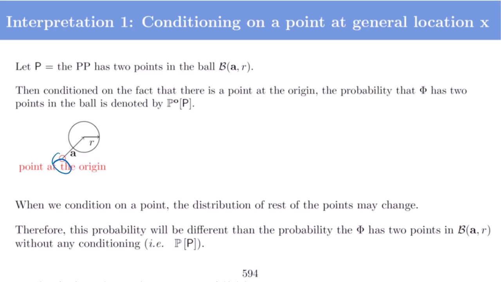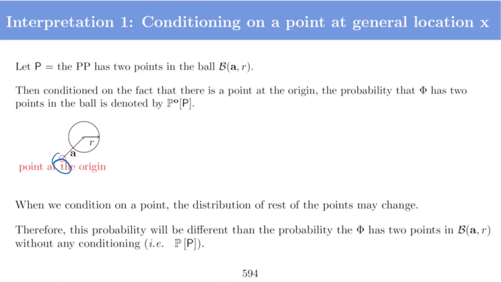So this is a general thing: when we condition on a point, the distribution of the rest of the points may change. We remember that conditional probability is different from unconditional probability in the general case.